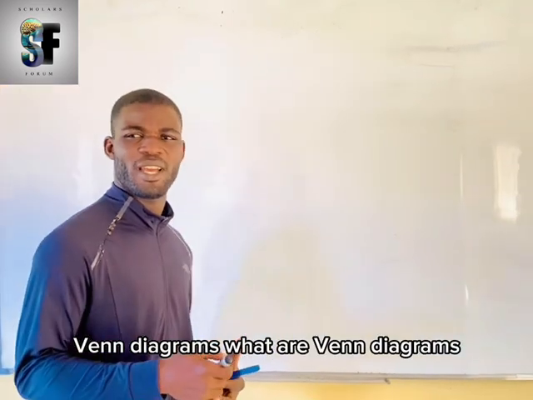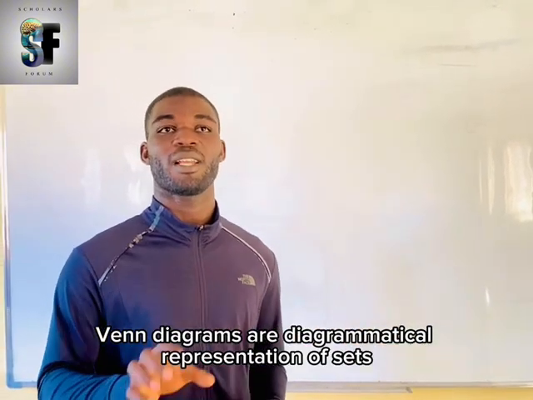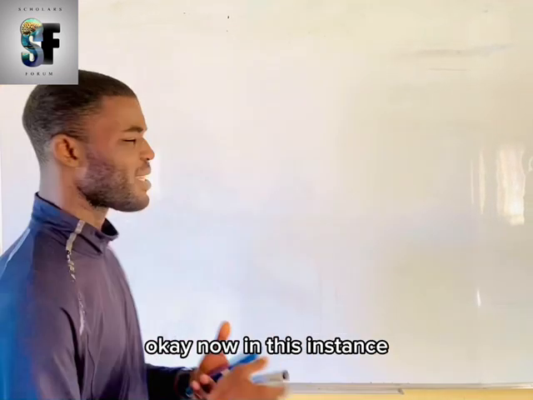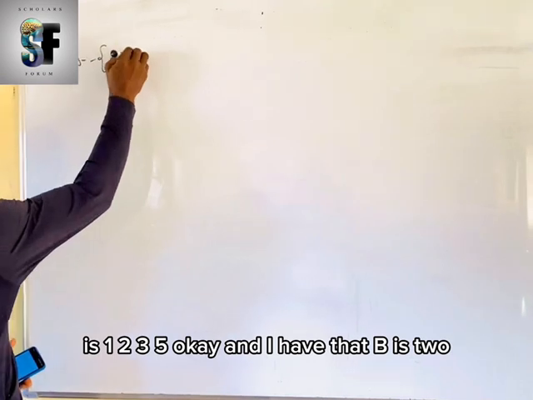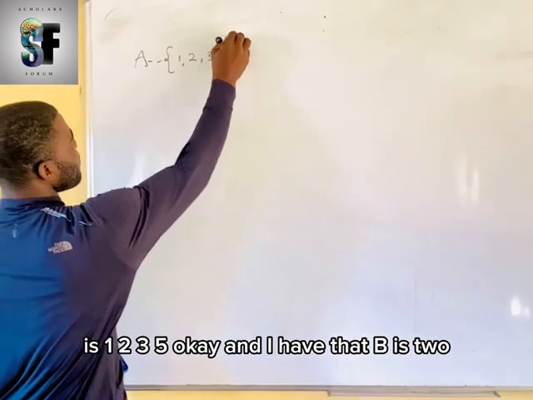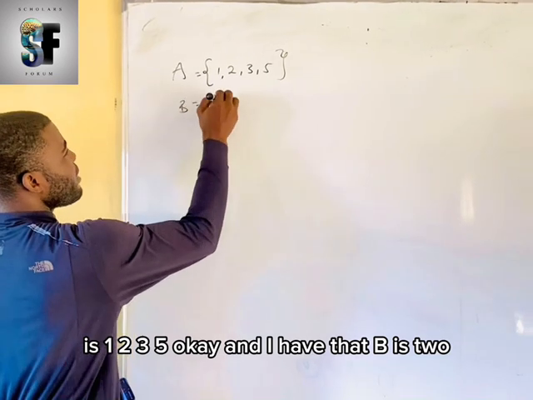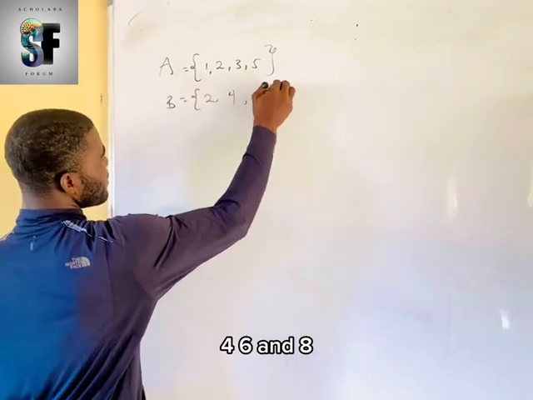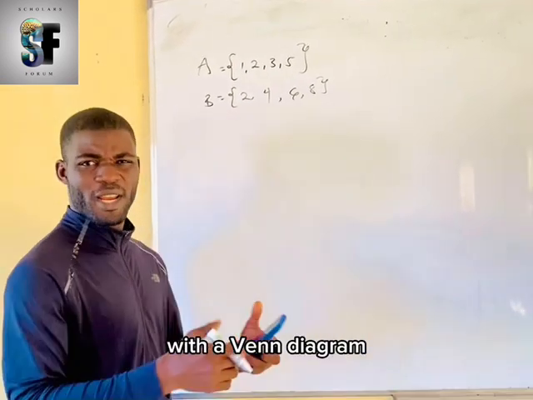What are Venn diagrams? Venn diagrams are diagrammatical representations of sets. Say, for instance, I have A is 1, 2, 3, 5, and I have that B is 2, 4, 6, and 8. Now I have been told to represent this with a Venn diagram.